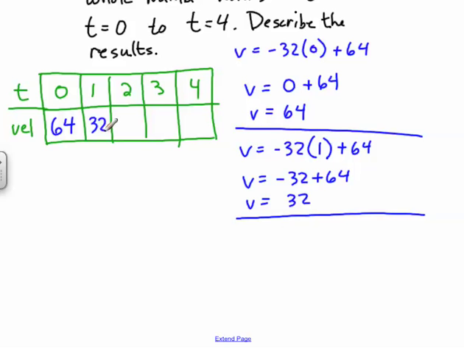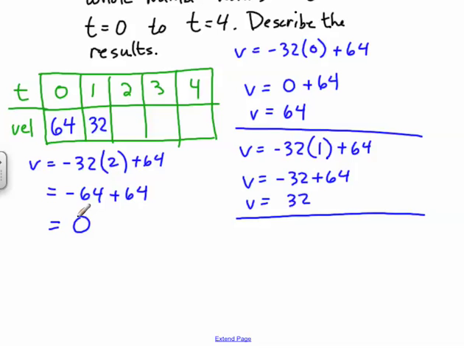Okay, so let me do the next one, and I'm actually going to do the next one over here to the left. V is equal to negative 32 times 2 plus 64. Oh, now this one's going to be interesting. That's going to give us negative 64 plus 64. So after 2 seconds, this thing has no velocity. It must be at its peak. Let's see what happens after 3 seconds.